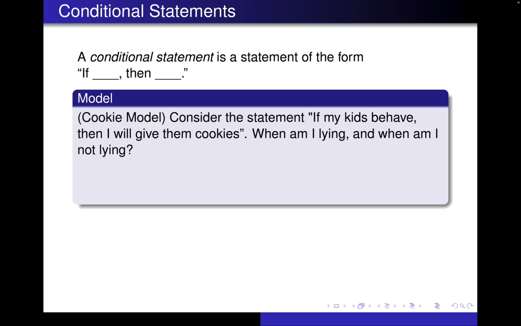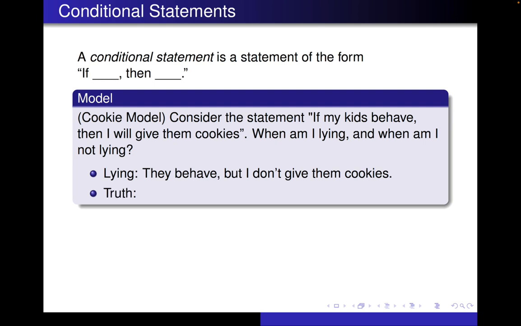So, the question is, when is this false and when is this true? Or another equivalent way of saying it, when am I lying to my kids when I say it? And when am I not lying when I say it? Well, here's what happens when I'm lying. It means my kids behaved, but I did not give them cookies. Right? That's exactly what it means for me to be lying. And what does it mean for me to be telling the truth? Literally anything else.